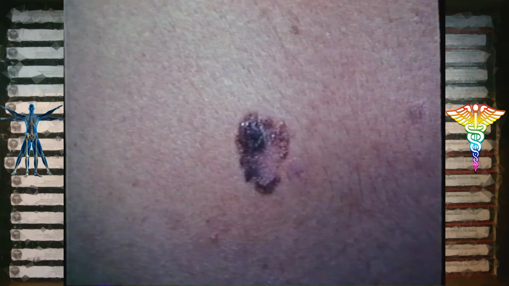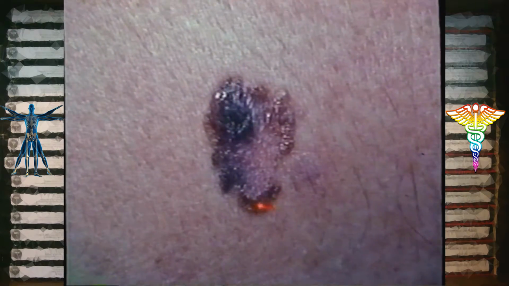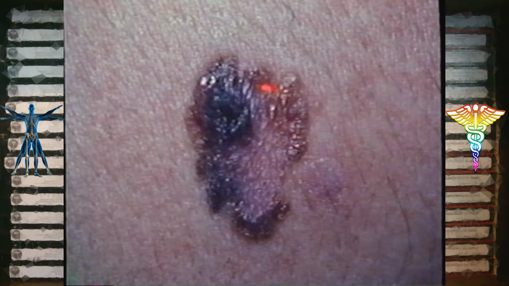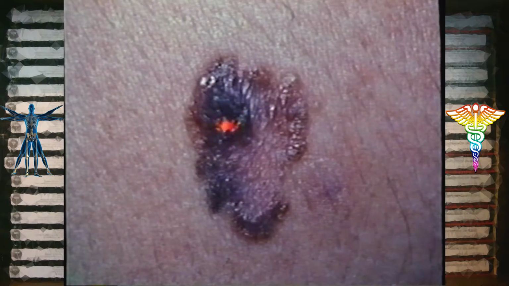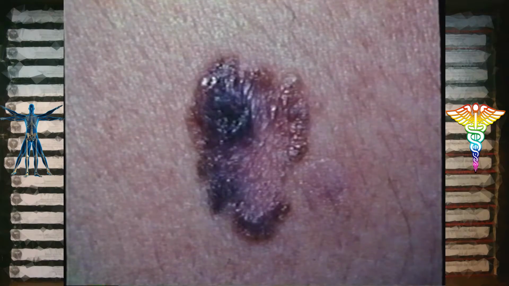A classical example of a melanoma on the chest. This is a 2 centimeter lesion. It has a pink area, it has a reddish brown area, and it has a dark brown area with a nodule here. This is the classic prototypic type of superficial spreading melanoma.